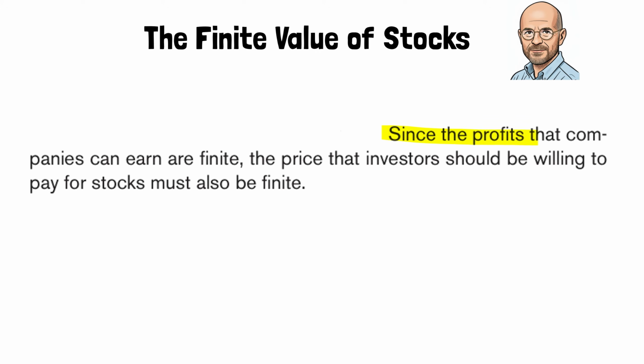Since the profits that companies can earn are finite, the price that investors should be willing to pay for stocks must also be finite. The profits companies can achieve have an upper limit. So if profits have an upper limit, so does the price. And this is a crucial filter before buying any stock.